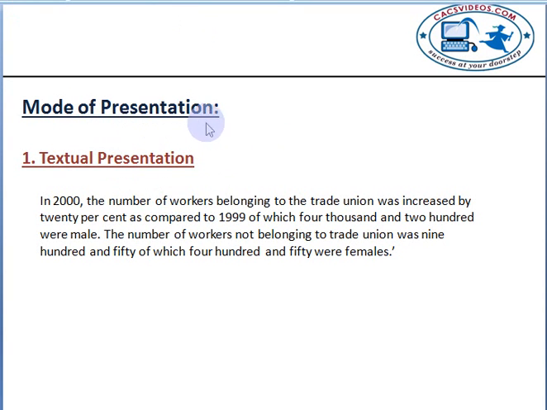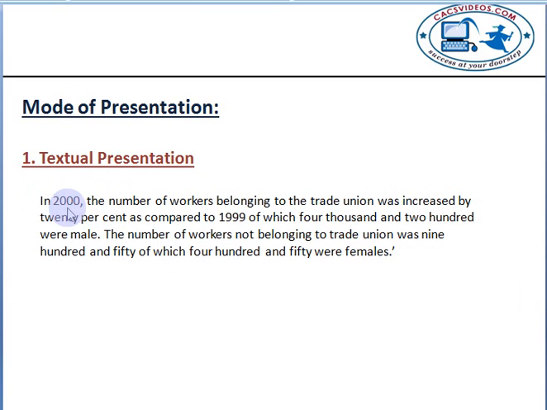So what was the first mode of presentation? The first mode is textual presentation. In this method, data is presented in the form of text or paragraphs. For example, any inquiry commission report you must have seen, right? That is not presented in any other format. It is presented in textual format, with huge paragraphs. That type of data presentation is called textual presentation.